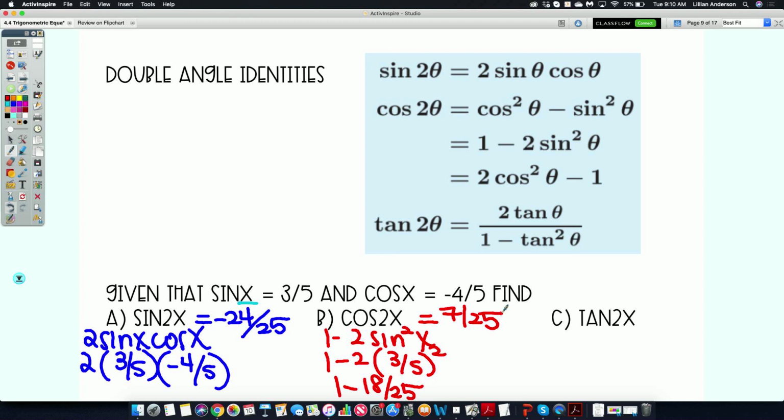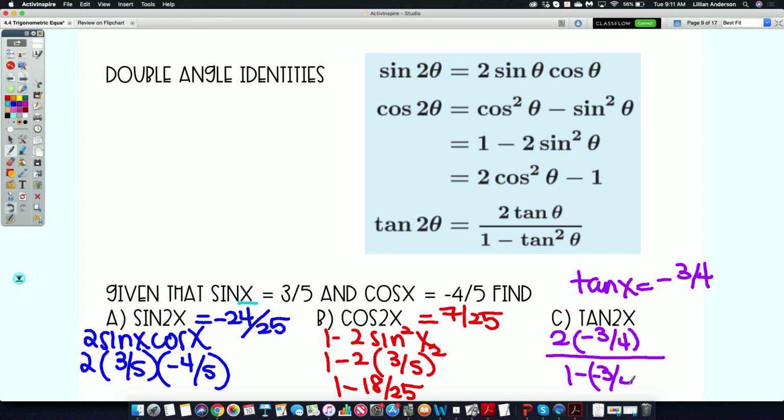Last but not least, we have tangent 2x. Tangent 2x, we have the identity there. Remember, tangent x is the same thing as saying what over what? Sine over cosine. So we have a sine x, we have a cosine x, so we need to figure out what tangent x is going to be. That's nothing but sine x over cosine x. So when I keep change flip, what is tangent x? Negative 3 over 4. So that's exactly what I plug into my identity: 2 times negative 3 over 4, all over 1 minus negative 3 over 4 squared.